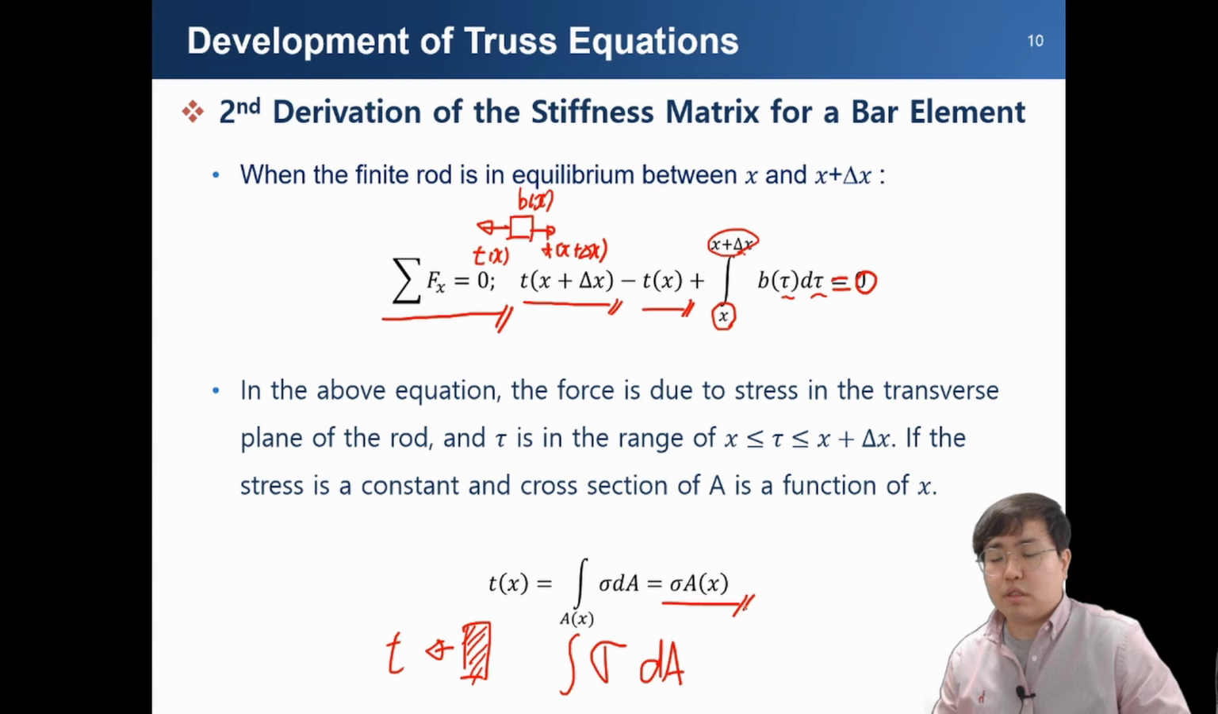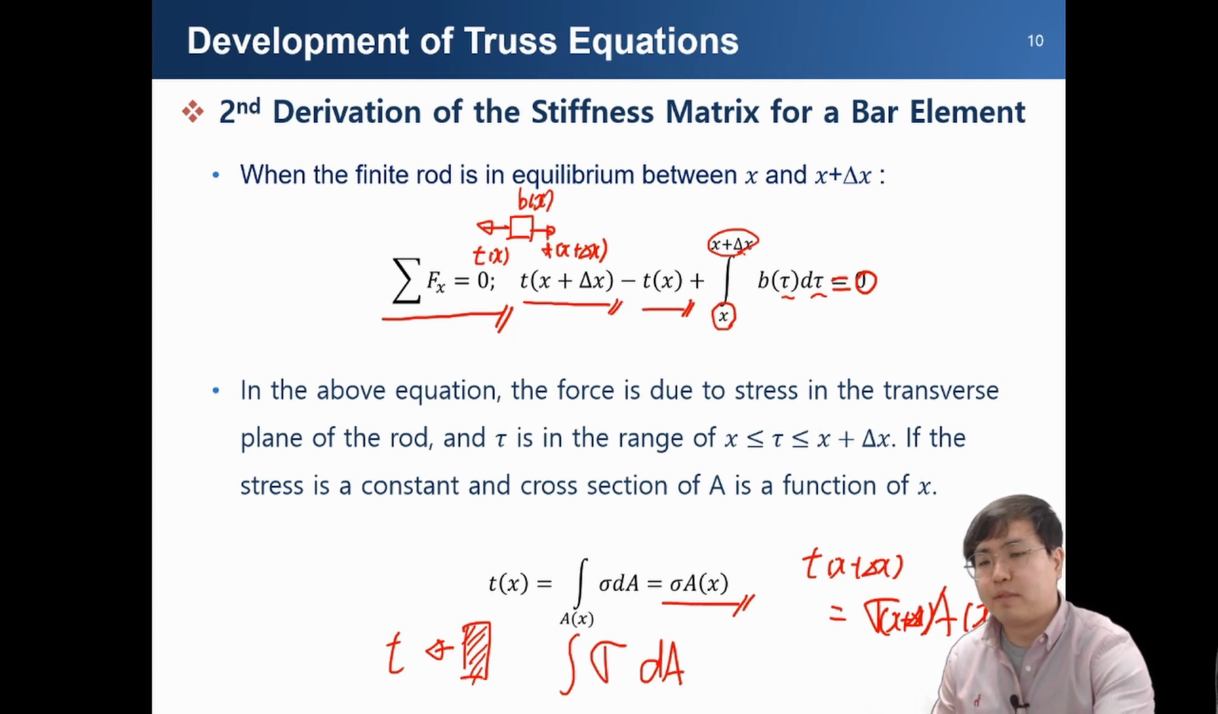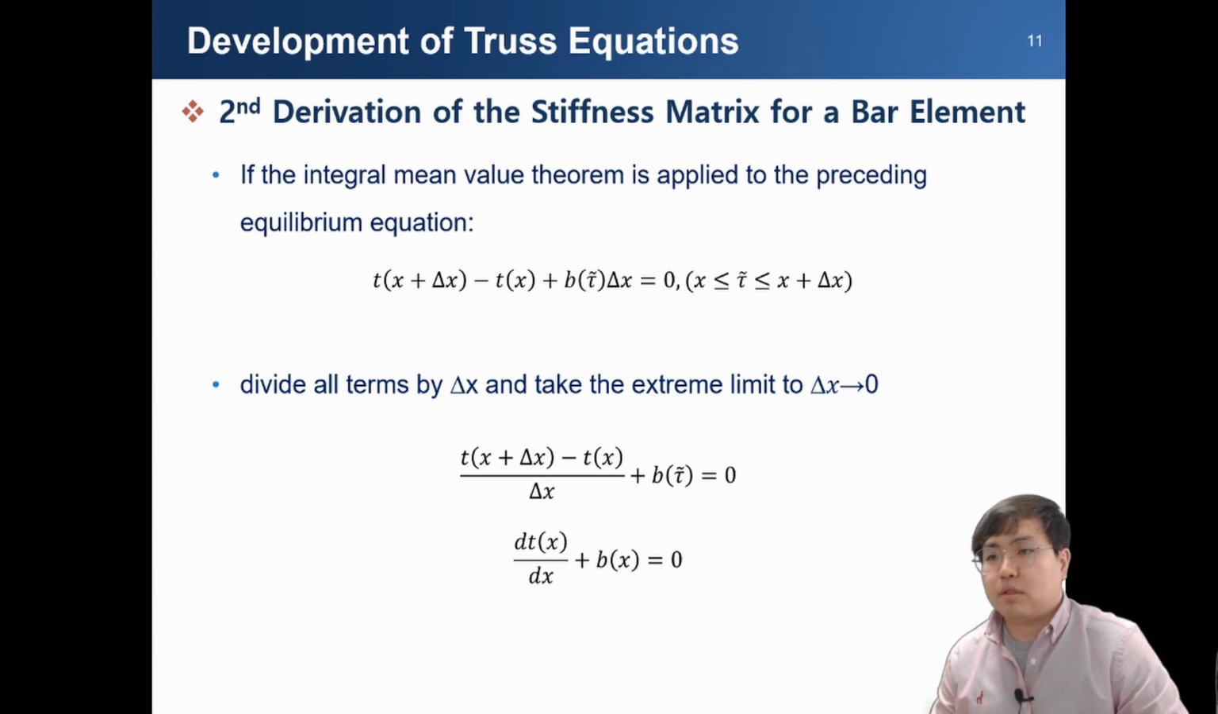So we can simply say that T is equal to the stress sigma times the cross-section area at that point. And also stress is a function of x, so you should check that carefully. Anyway, using the mean value theorem, you can simply reduce this integration part so it looks like this equation.